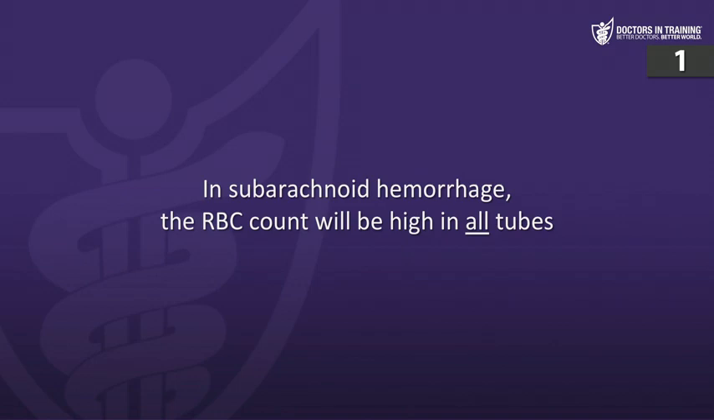Let's get warmed up. The first question asks, how does one differentiate between subarachnoid hemorrhage and a traumatic LP as a cause of bloody CSF? You compare the red blood cell count in the first tube of CSF to the red blood cell count in the last tube. If you had a traumatic tap, the first tube will have a lot of RBCs and the last tube will have less, maybe even none. But with a subarachnoid hemorrhage, the red blood cell count will be about the same in all of the tubes.